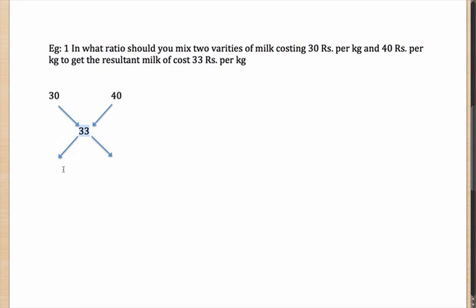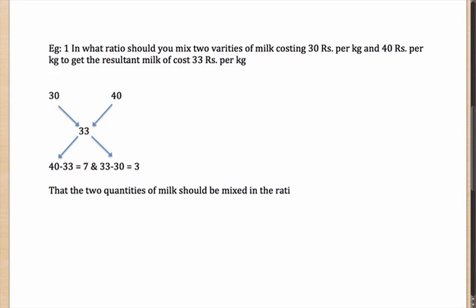Well, how much is 40 minus 33? 40 minus 33 is 7. And how much is 33 minus 30? 33 minus 30 is 3. So you can simply say that the two quantities of milk should be mixed in the ratio of 7:3. That's it. Nothing else is required. You can just simply apply the alligation. Higher value minus the value you want to achieve, and the value you want to achieve minus the lower value.